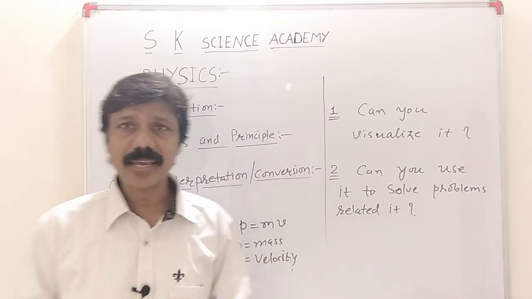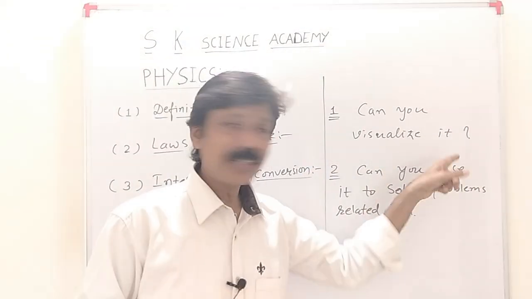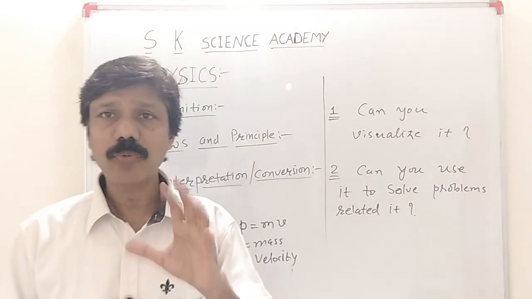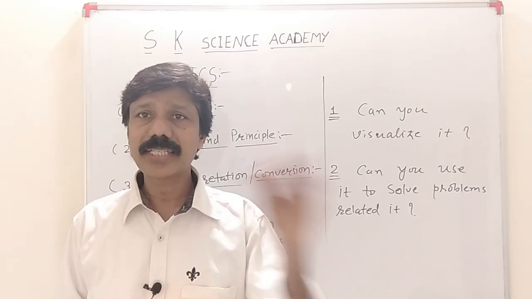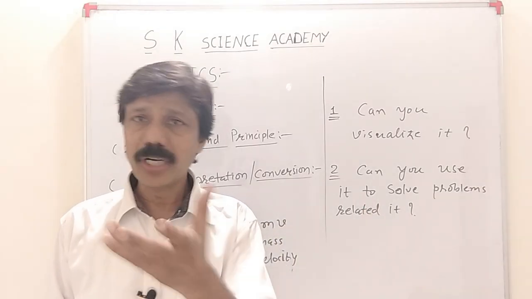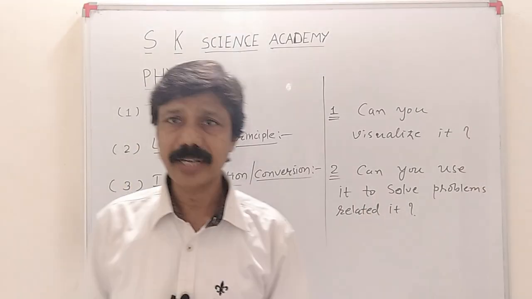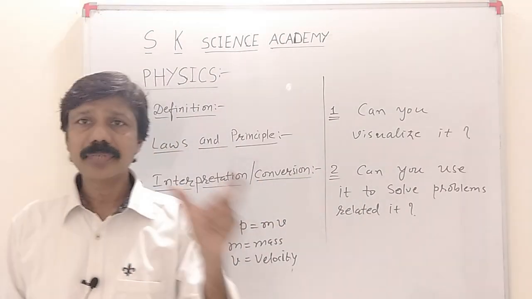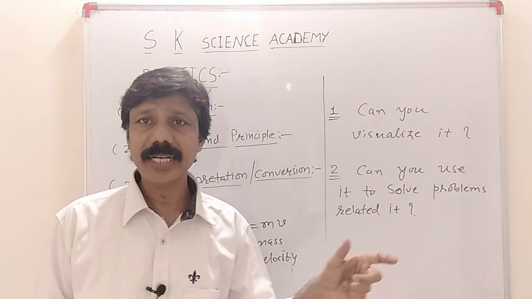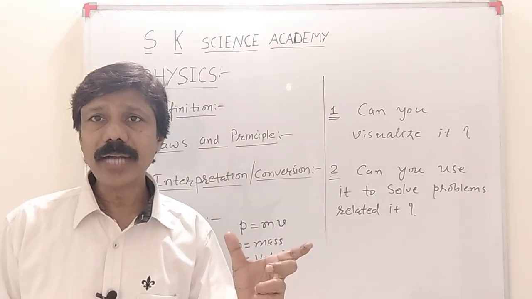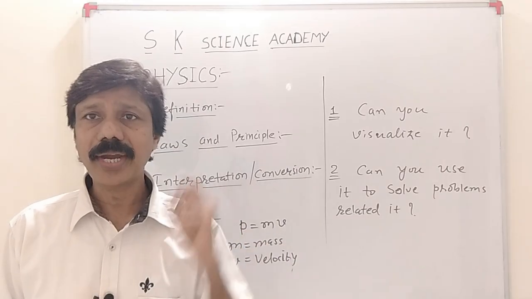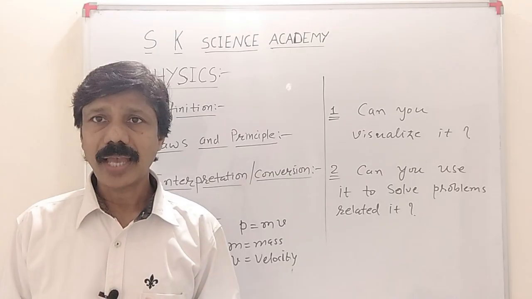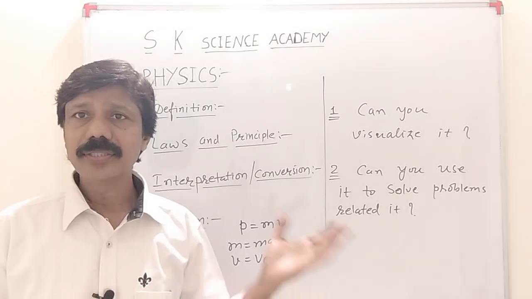This is what I want to say, that you must visualize it, and second, can you use it to solve problems? That means whatever question is given to you, for example, some physical quantity is given. What is the meaning of physical quantity? I will discuss that in a further lecture. So something is to be obtained, some term is given to you, and it is said in the question to find this, then that word should be clearly defined in your brain. It must be visualized by you, and you must use its definition to solve the problem.